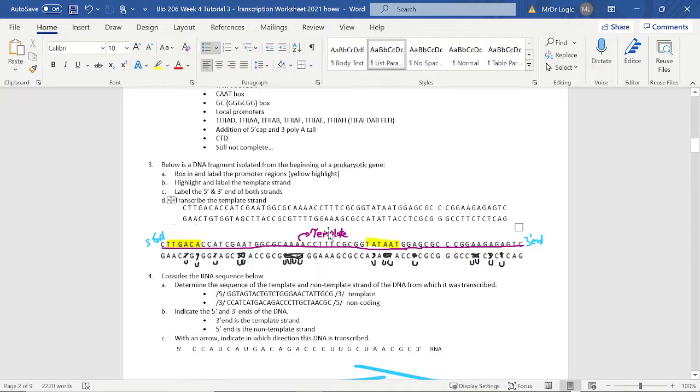Highlight and label the template strand. Boom. 5' to 3' end. You see it. Okay, listen, I didn't do the opposite end because I'm lazy, okay? That's what it is. But you can probably get 5' end, 3' end, 5' end, 3' end, okay? It's that simple. Transcribe the template sequence below.